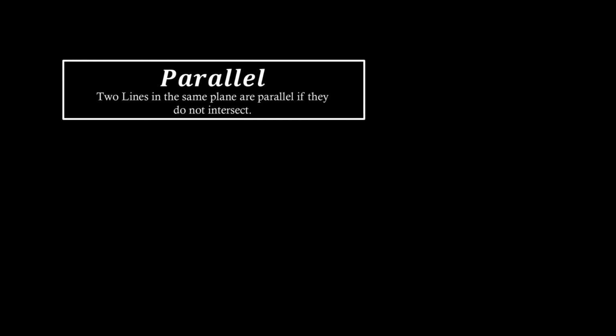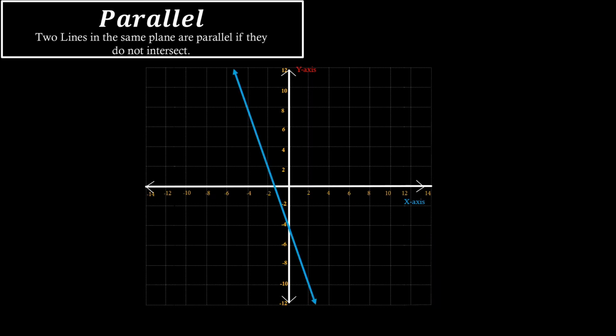So two lines that are in the same plane are considered parallel if they do not intersect. Let's say I plotted two lines on the graph. Can you tell if these two lines are parallel? Well, if you said that they are not parallel, then you would be correct. However, it is hard to tell if two lines are parallel by just looking at them.